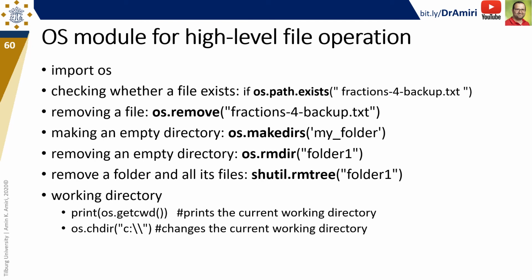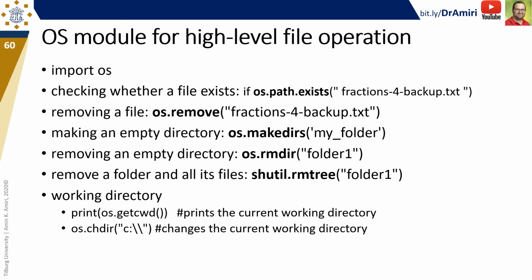Note that sometimes it's very important to figure out what the working directory is. So for example, in the first line, you try to figure out if the file fractions-4-backup.txt exists or not. Note that when you don't provide a path, the current working directory is going to be used for any operations, and that is usually where your Python file is.